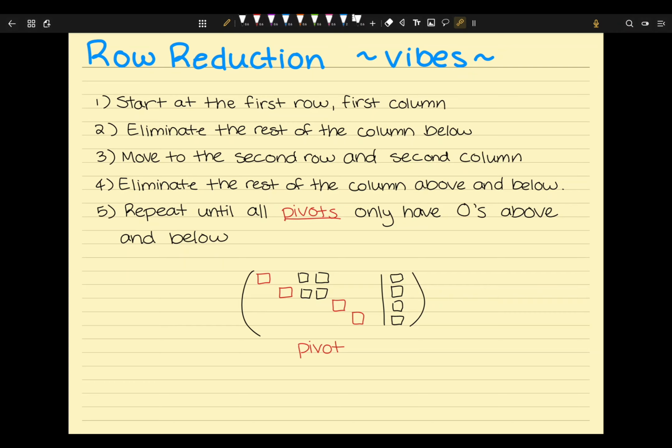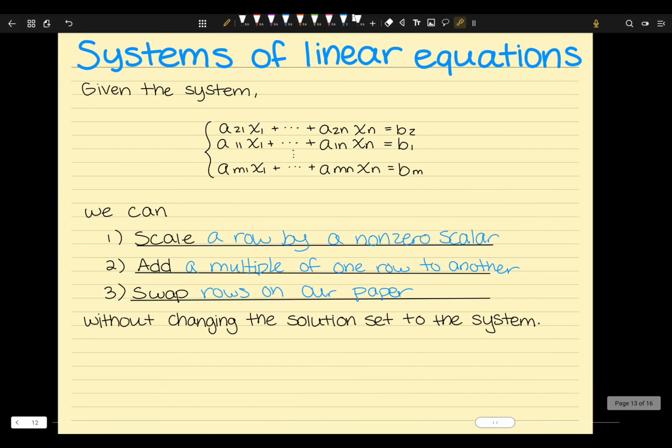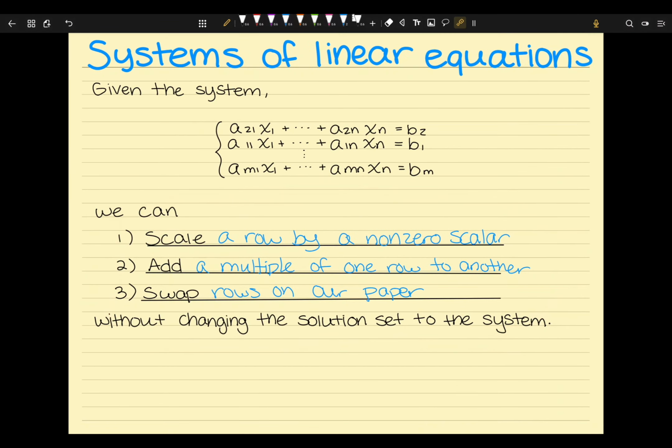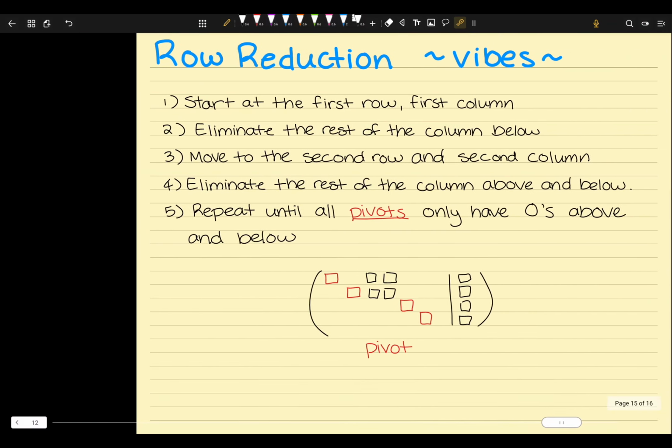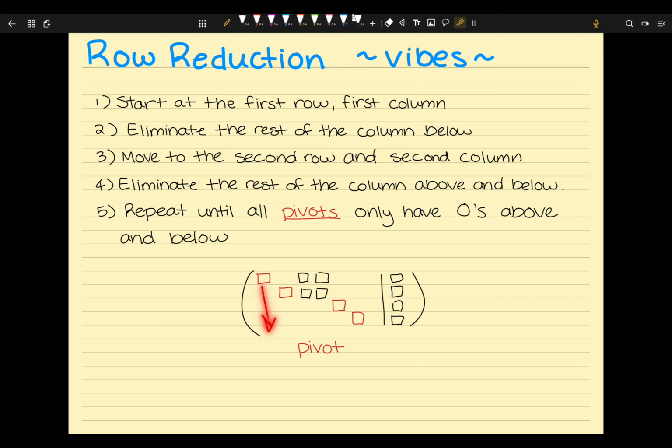What you do is you have your augmented matrix, and you look at the element in the first row and the first column. That would be this guy here. What we want to do is eliminate everything below it, meaning we want all of these to become 0. Which of our three operations can we do to accomplish this? That's a question for the chat. Which of our three things can we do to eliminate this column?